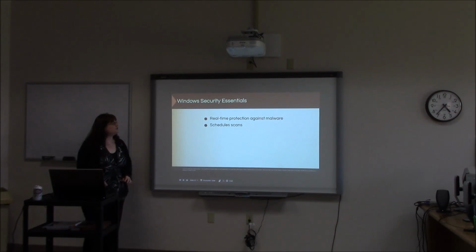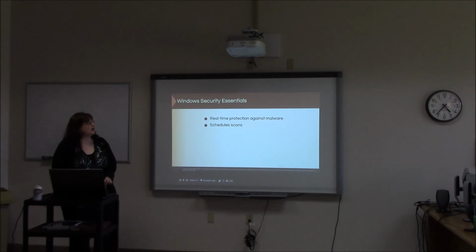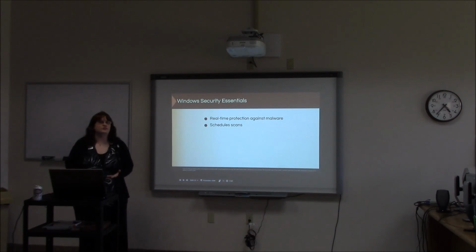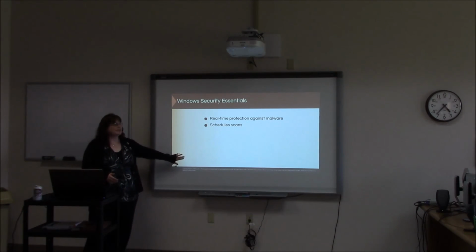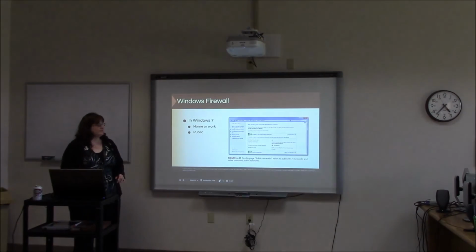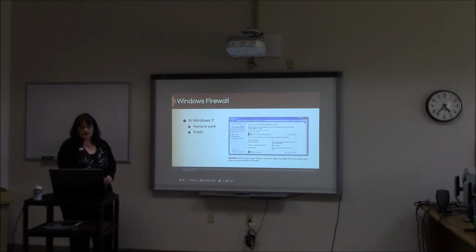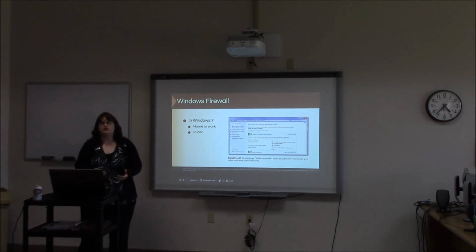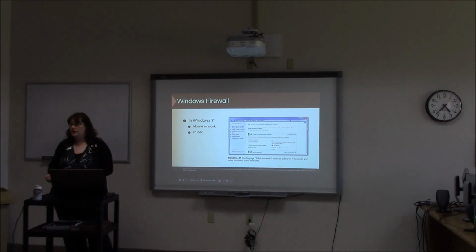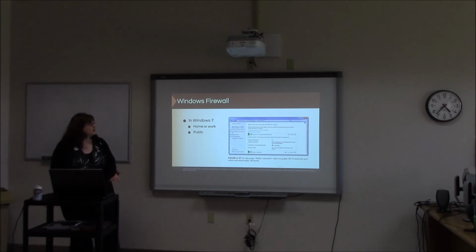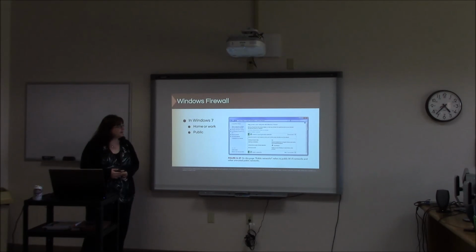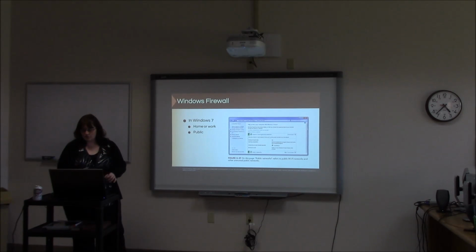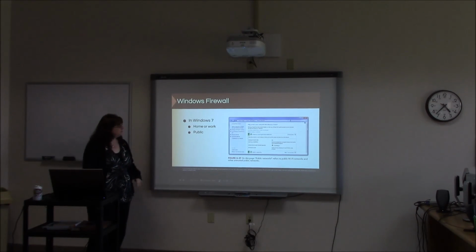Windows Security Essentials is real-time protection against malware. This is like an antivirus that's built into Windows 7. It schedules scans of the whole disk and makes sure you don't have any kind of malicious software on your computer. Windows Firewall: a firewall watches the information that comes in and out of your network or your computer, depending on where it is, to make sure that none of it's malicious. Windows Firewall has something already in place for that. It's a firewall for that individual computer.